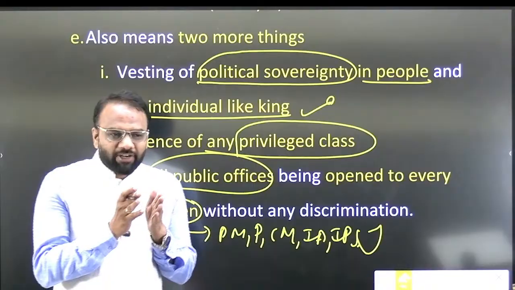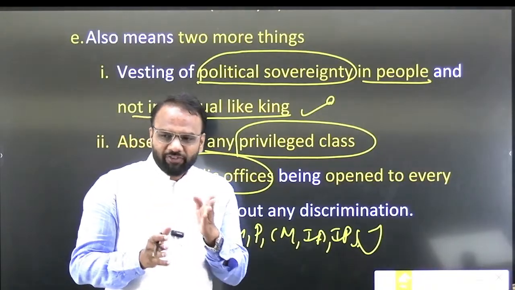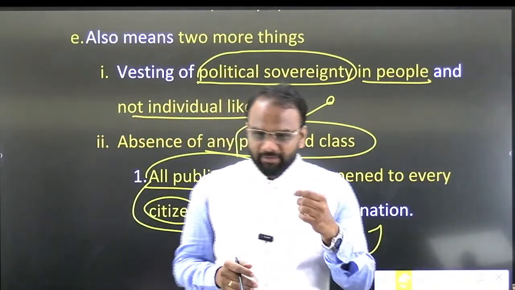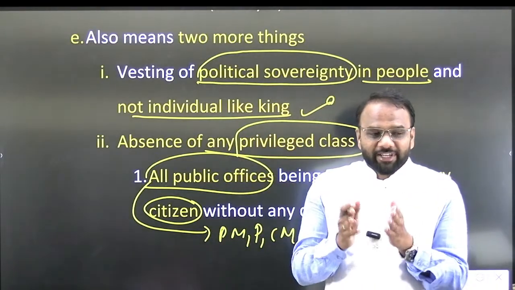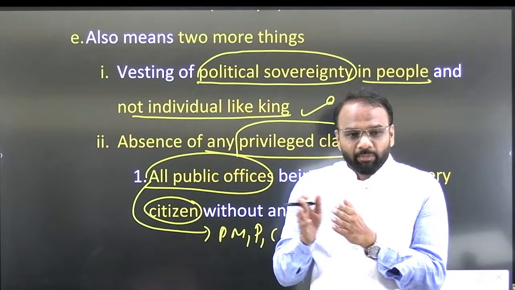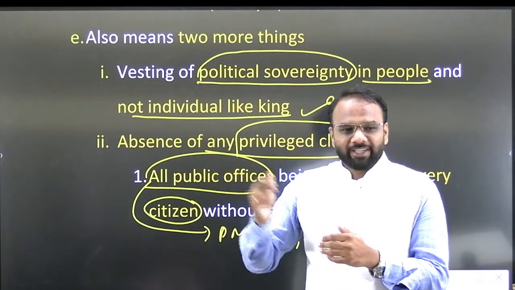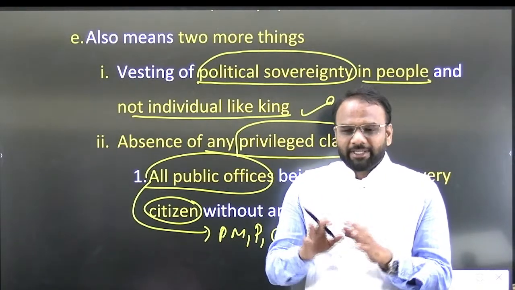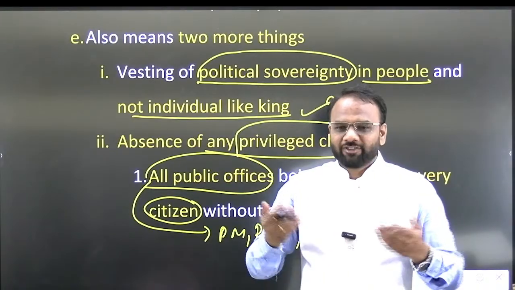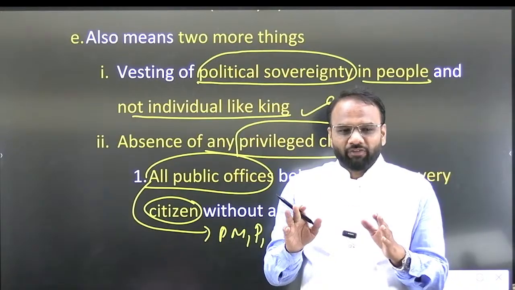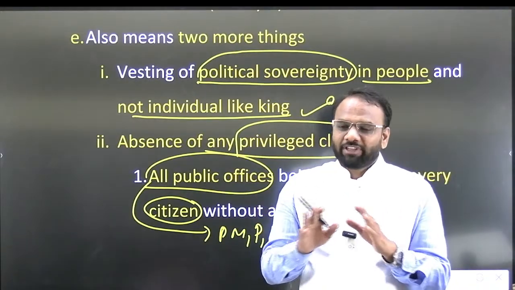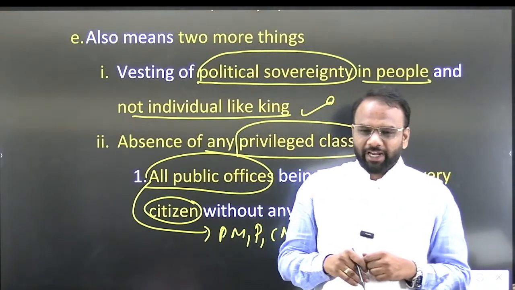So what are the three different meanings of the same word republic? The first one is that the head of the state is elected. Second, vesting of political sovereignty in people and not in an individual like a king. What is the third one? Absence of privileged class. So what do we understand by absence of privileged class? No discrimination. All public offices are open to everyone without any kind of discrimination.